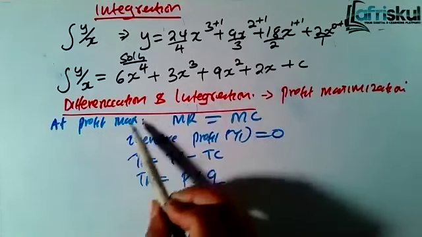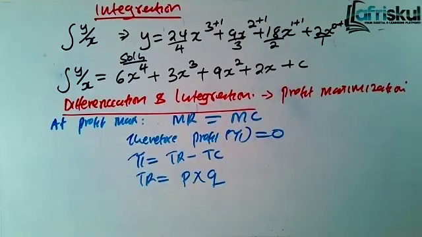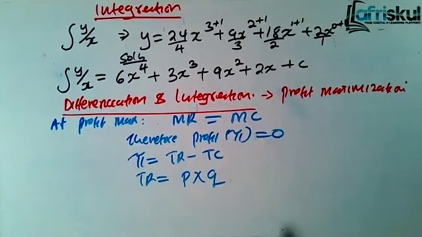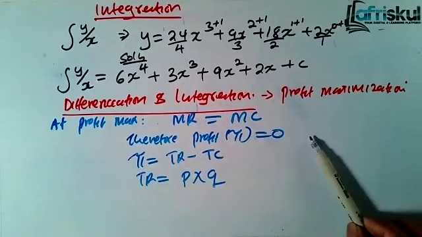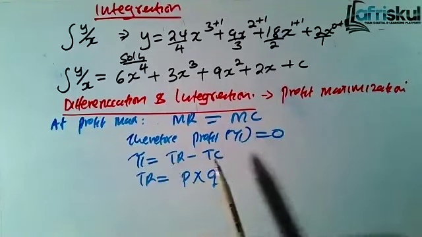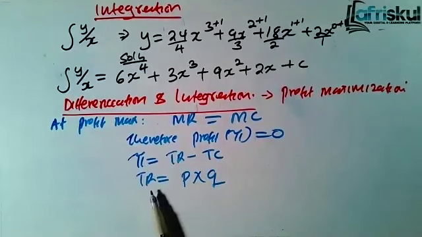So I want you to have this at your fingertips, that at profit maximization, marginal revenue is equal to marginal cost. Hence, the profit is equal to 0. And how do we get the profit? Profit is equal to total revenue minus total cost. And to get the total revenue, you take the price and multiply by the quantity. Good. Now with that, we can start doing computation. Let's go to the serious business.